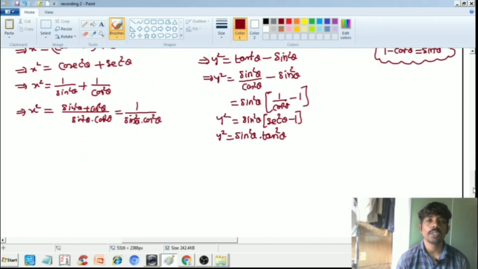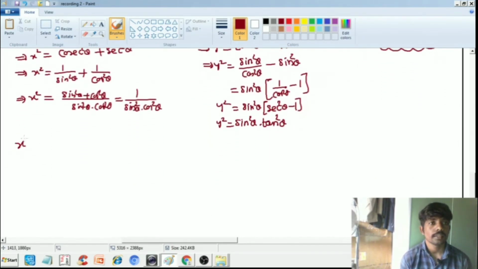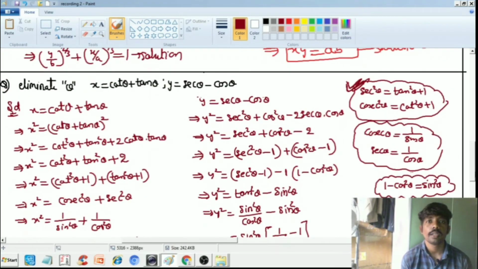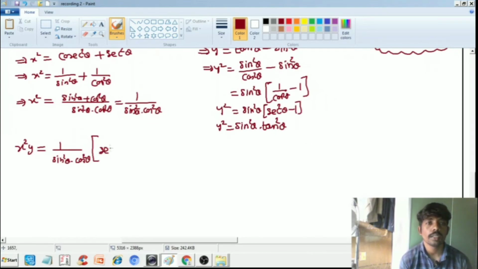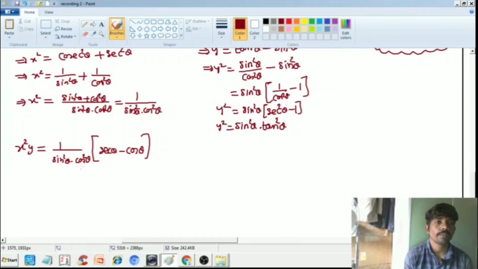Now we need to do one thing, x square into y, let's test first. X square, what we have, 1 by sin square into cos square, that is x square. Next y value, what is given, secant theta minus cos theta, right? Secant theta minus cos theta. From here just do multiply. Secant theta, how can we write it? 1 by cos. So I am writing 1 by cos.